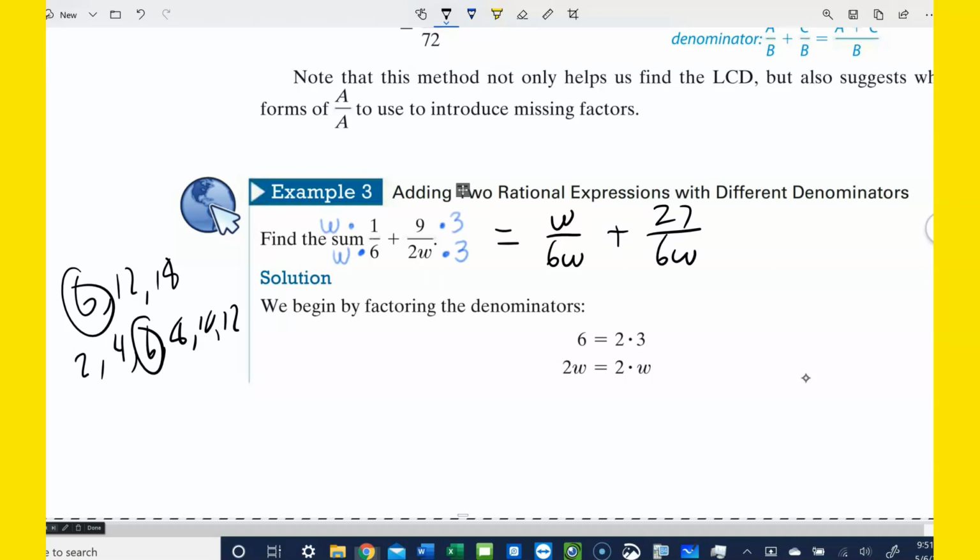And now I have a common denominator. And I can just go ahead and add these fractions by combining like terms on top. Now the terms on top are w plus 27. They're not alike, so I'm just going to write them like they are. w plus 27. They can't combine. You just got to write them beside each other like that. So w plus 27 over 6w is my answer.